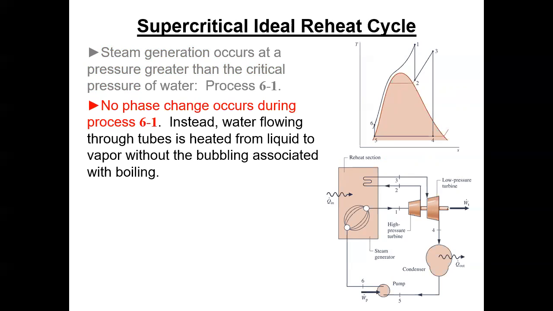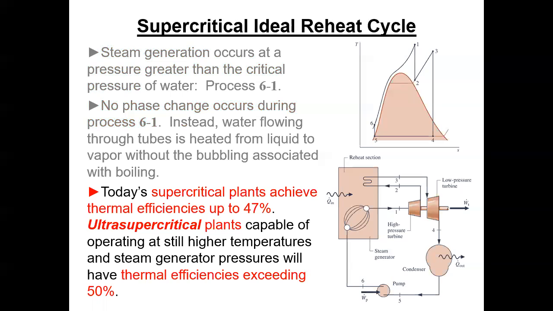So, no phase change occurs during process 6 to 1. Well, I don't think that's really true. 6 is definitely a liquid, and 1 is definitely a vapor. Now the transition is different, not associated with bubbling and all that sort of thing, but okay, I'll give them that. So anyway, we get up there, and because of the extremely high temperatures involved, we can get efficiencies well into the 40s.